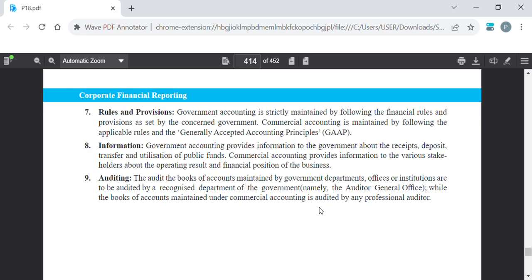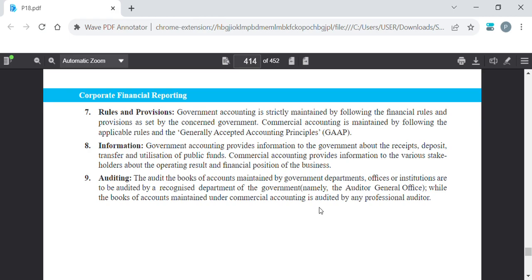Both are required, and for both of them there are separate sets of rules to be followed. Information. Government accounting provides information to the government about receipts, deposit, transfer and utilization of public funds. Commercial accounting provides information to various stakeholders about the operating results and financial position of business.